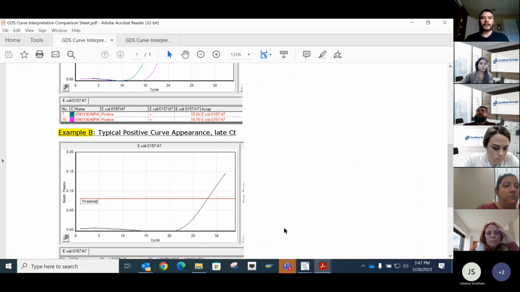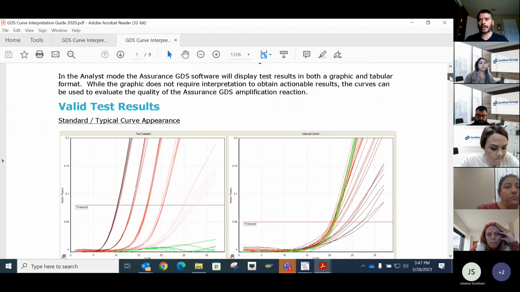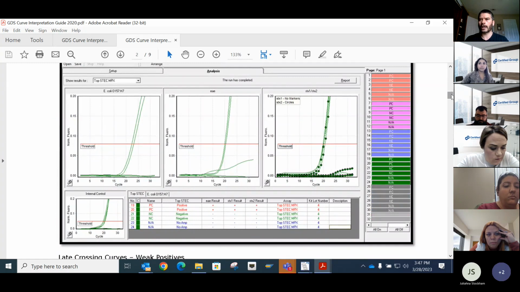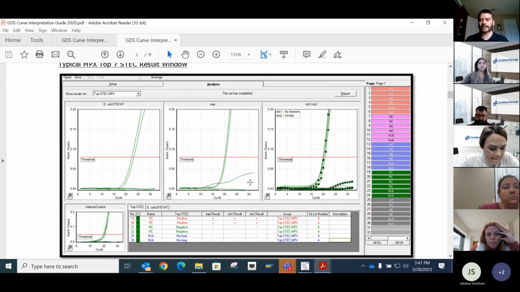So like I said, I really wasn't going to get too much into this file. I believe I've sent it to quite a few of you, but this file really goes through a lot of different things. This is the MPX top 7. This is I'd say our second most complicated assay. It's a 4-plex assay with an IC, but still the information is the same.